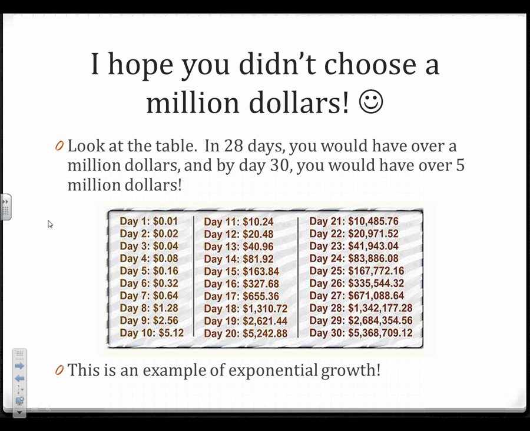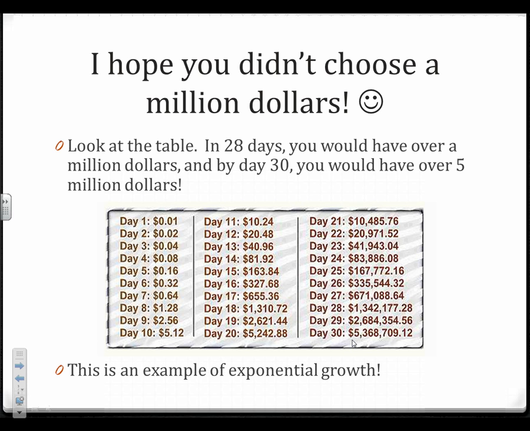Because if you look at the table, this tells you the first day you would have a penny, the second day you would have 2 pennies, and then 4 pennies, and so forth and so on. And if you look at day 28, you have already over $1 million. And if you went all the way to the 30th day, you would be at $5 million. This is an example of exponential growth. It is growth that happens exponentially, very, very fast.